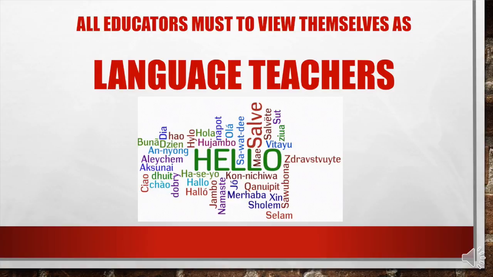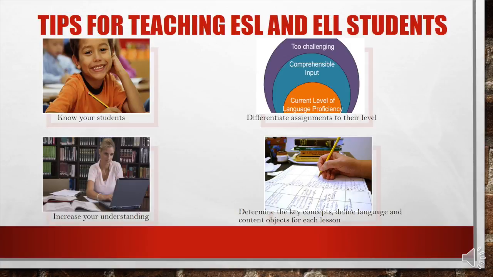So with that being said, all educators must view themselves as language teachers. They should be able to communicate with their students no matter what their native language. As teachers, we need to be able to communicate with our students the way they learn best. So as we're teaching them English, we need to be able to speak with them on their level, no matter what subject you teach.